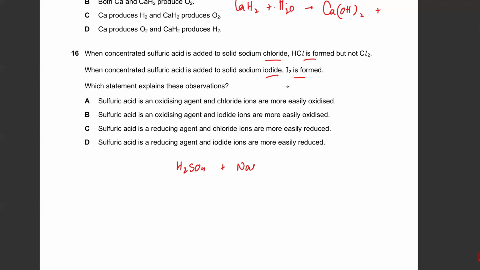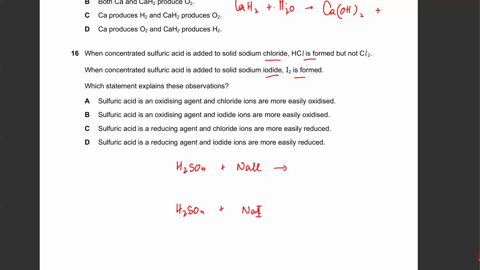Like what? Why do they behave differently? This is an NaI. Sulfuric acid is an oxidizing agent. Yeah, but in the first one, it's not behaving as an oxidizing agent. It behaves as an acid.